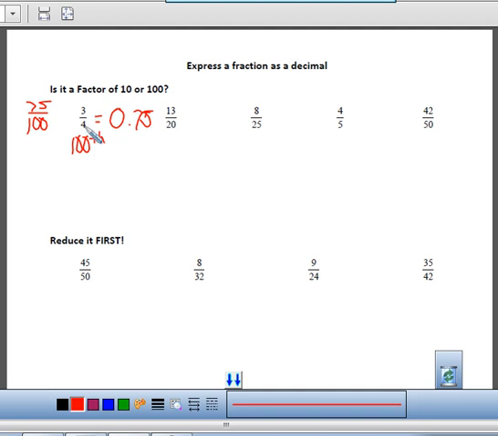I could multiply 4 by 2.5 to get 10. But 4 times 25 gives me 100, and 3 times 25 gives me 75. And this converts nicely to a decimal. 75 over 100 is 75 hundredths. 0.75 is also 75 hundredths.